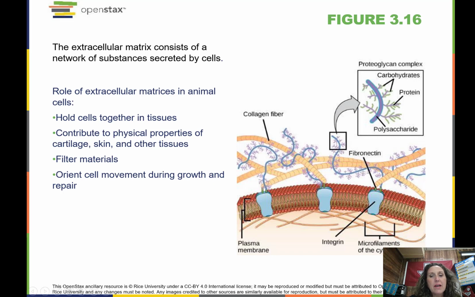All right, then outside the cell, there's a few things we have to know. The extracellular matrix consists of a bunch of substances secreted by cells. It's basically going to hold cells together in tissues. So like our different tissues in our body, our muscle tissue, our skin, or whatever, tissues are made of cells. And so cells are all knitted together with this extracellular matrix. It filters out materials, and it keeps cells sort of in a similar location so they don't just float about.